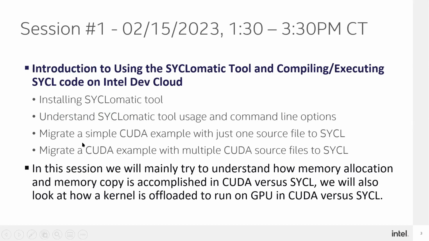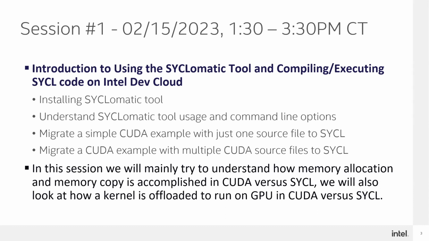So more detailed agenda. What we will be doing today is mainly introduction to the SYCLomatic tool and compiling, executing SYCL code on Intel dev cloud. The first thing we will be doing today is installing the SYCLomatic tool on your CUDA development machine. And then we will understand how the SYCLomatic tool can be used, different command line options. Then we will start off by migrating a very simple CUDA source, right? Just to understand how the tool works. And then we will compare the CUDA source with the migrated SYCL code and understand how the mapping actually works.